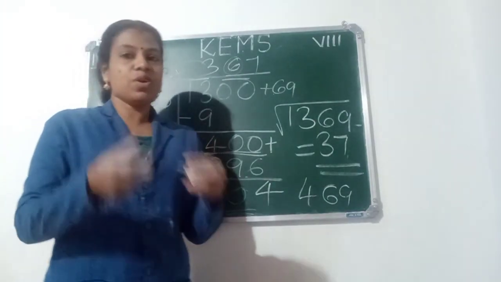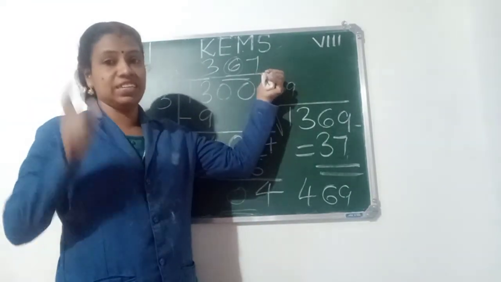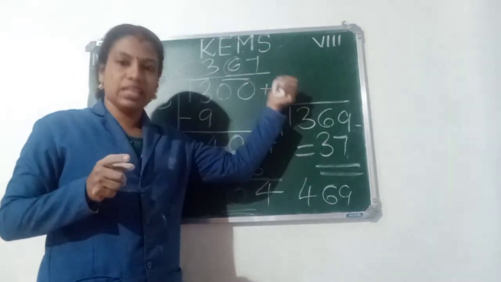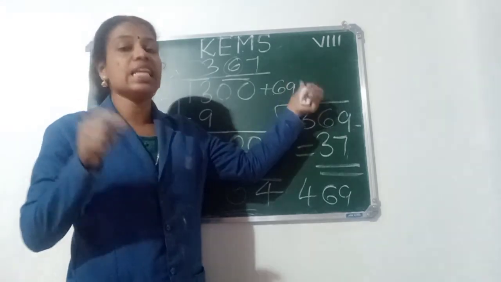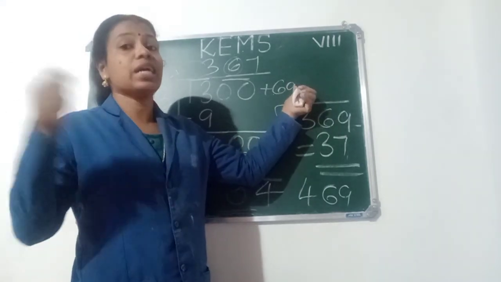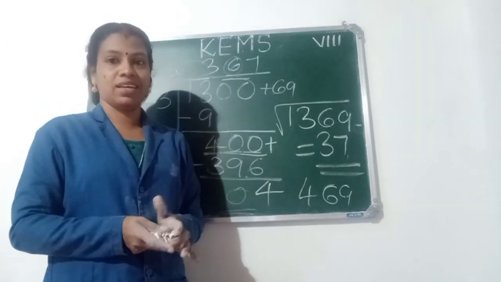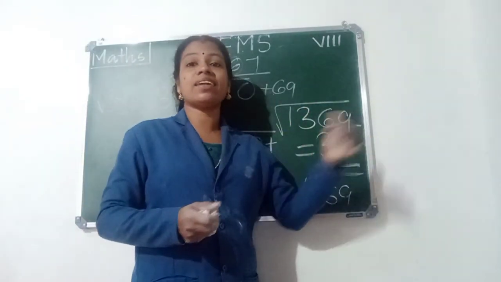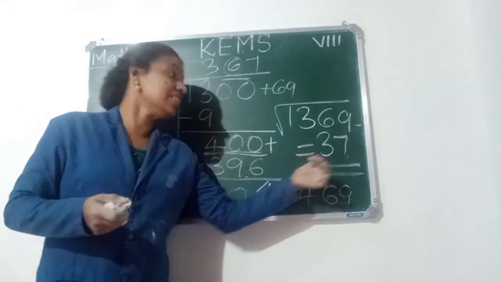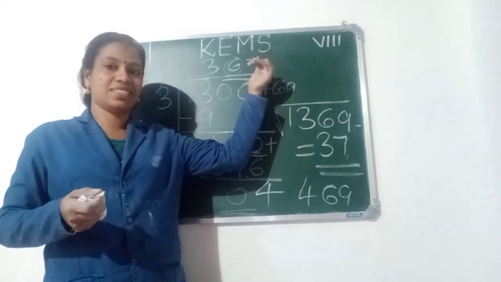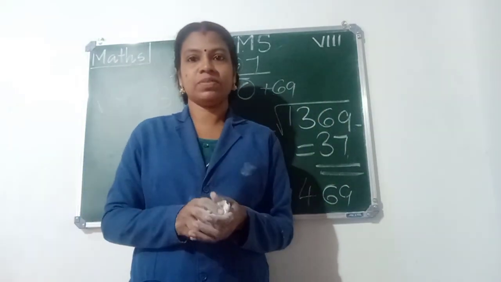So no need to add that number here. We need to change the first number. So here you can add that number 69. So this is the least number added to get a perfect square. So this 1300 becomes a perfect square, that is 1369. And the square root of that number is 37, not 36. We add 69 here, so it becomes 37. Now it's clear?